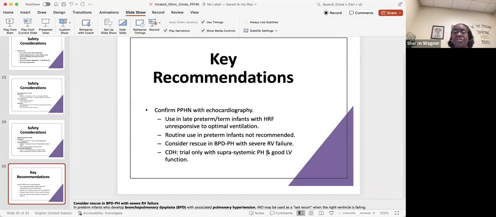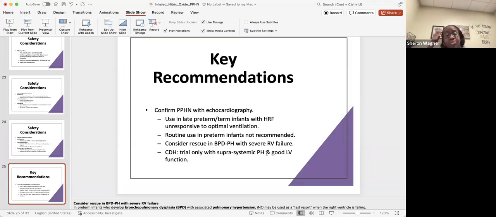So key recommendations: confirm PPHN with echocardiography. It can be used in late term infants with hypoxic respiratory failure that are not responding to optimal ventilation and oxygenation strategies. Routine use in preterm babies is not recommended, but it can be done. And most centers here in the US will use nitric oxide for babies that are less than 35 weeks.